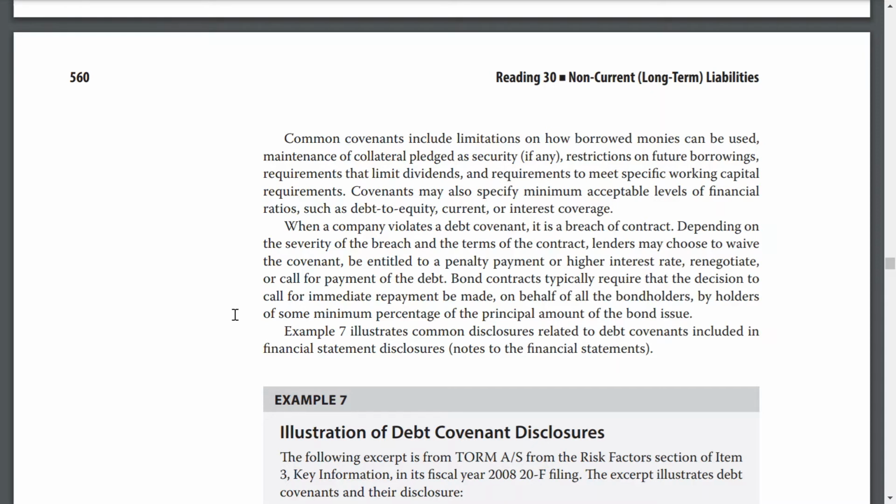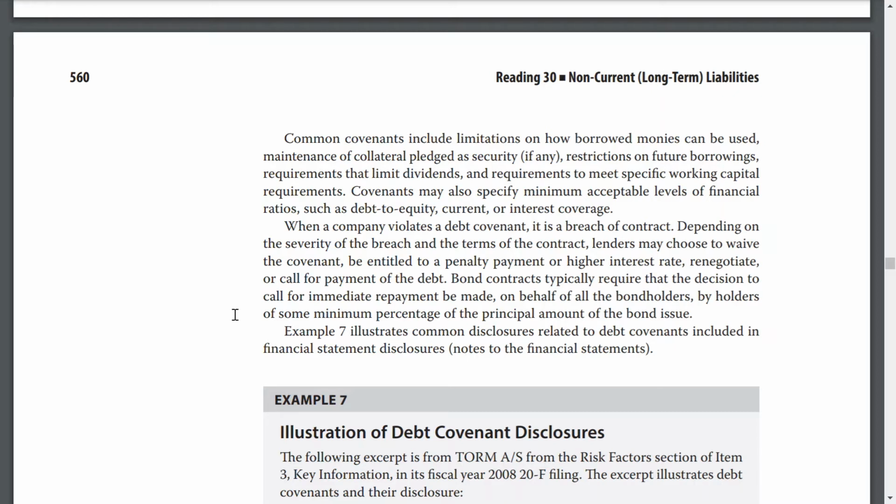When a company violates a debt covenant, it is a breach of contract. Depending on the severity of the breach and terms of the contract, lenders may choose to waive the covenant, be entitled to penalty payments or higher interest rates, renegotiate, or call for payment of the debt.